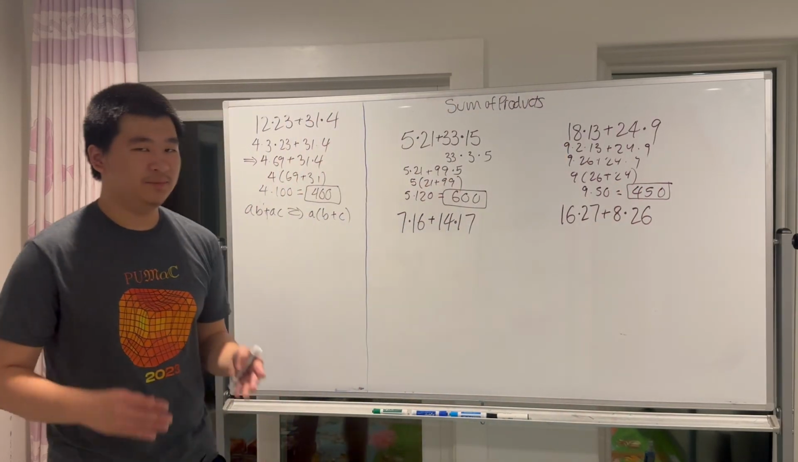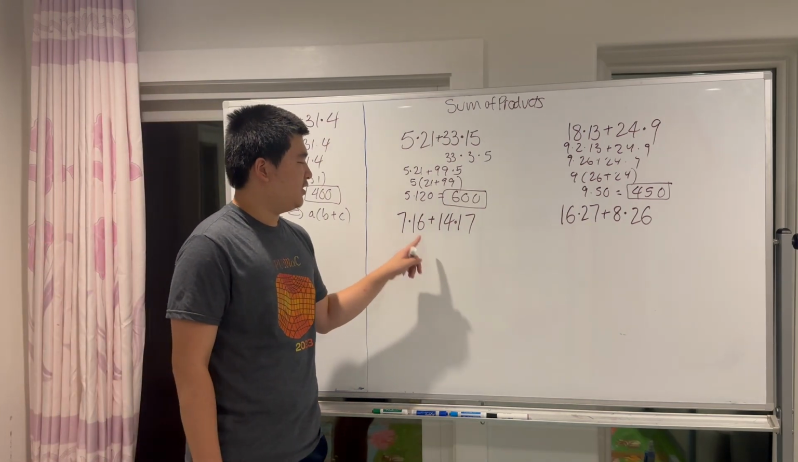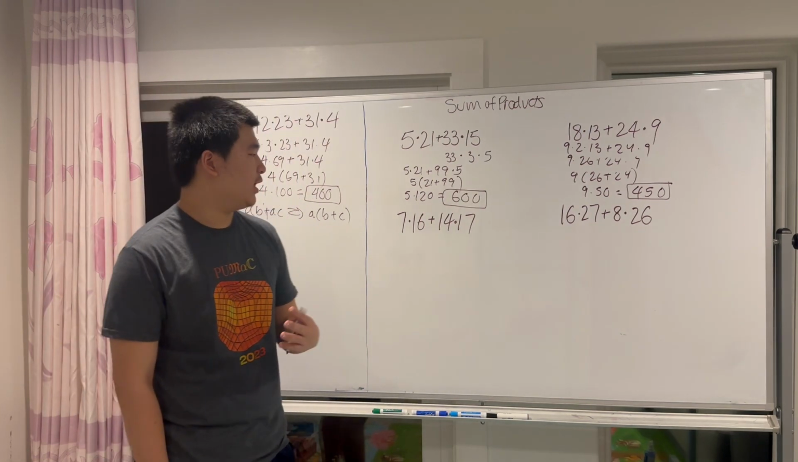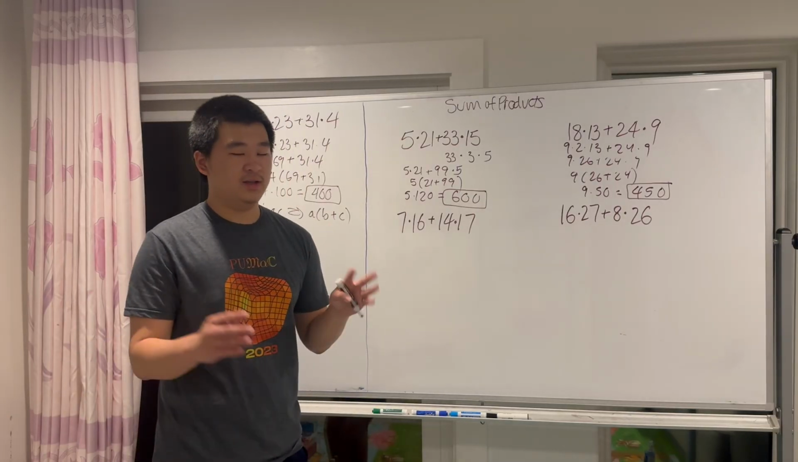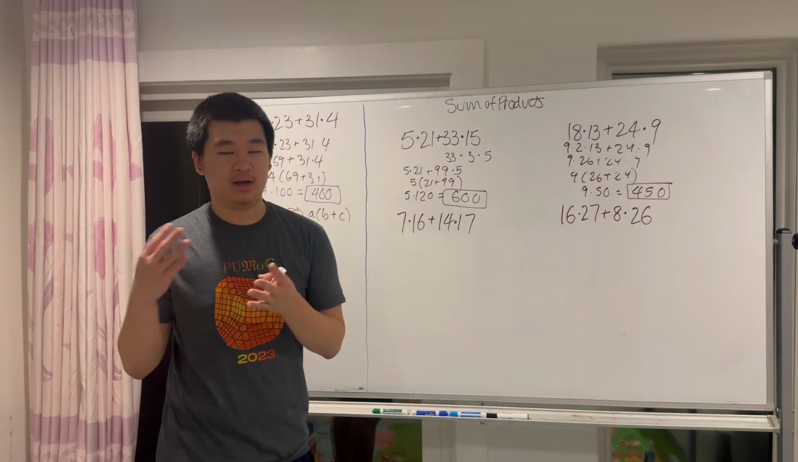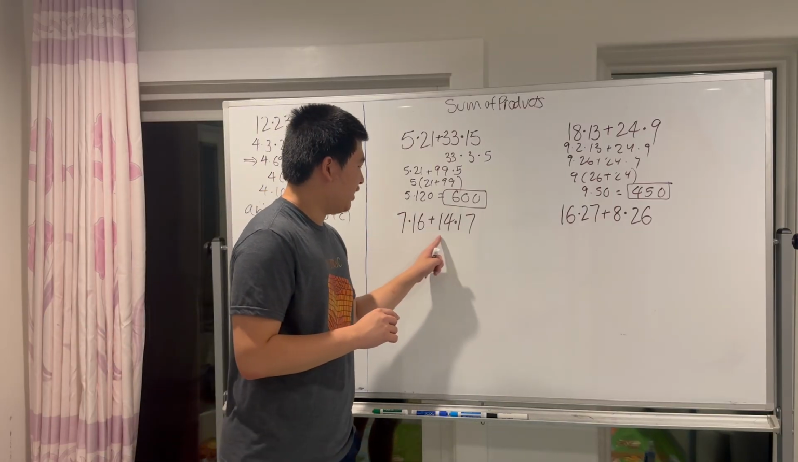Last two problems is going to be basically more of the same. 7 times 16 plus 14 times 17. Once again, where are the factors at? It's going to be 7 and 14. Hopefully, we can get some practice with recognizing that quicker. Sorry if I've been going too fast this video. So we want to get a 7 in here.